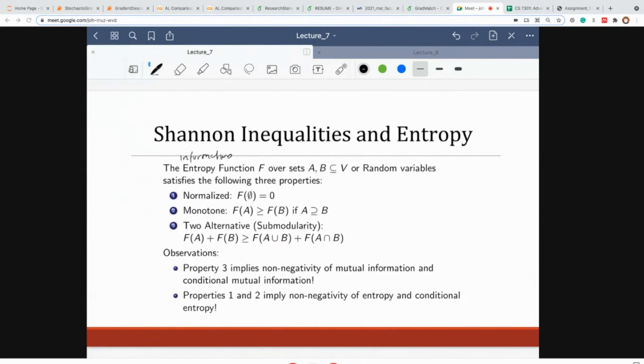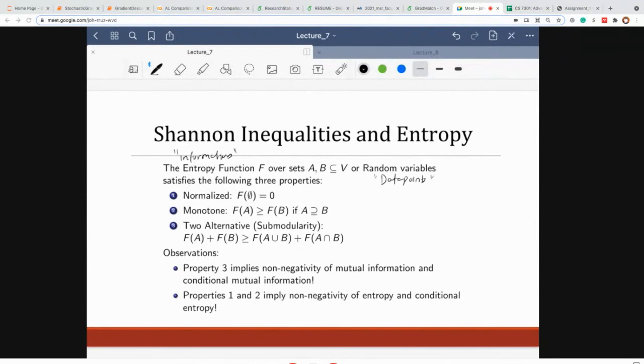So any information function f over subsets A and B of random variables, but this could also be over data points, should satisfy three properties. The first one is that the function should be normalized: if I have no data, the information should be zero. I should have zero information if I have nothing, which makes sense. The second property is monotonicity, which means that as I add more and more data, my information should only increase.